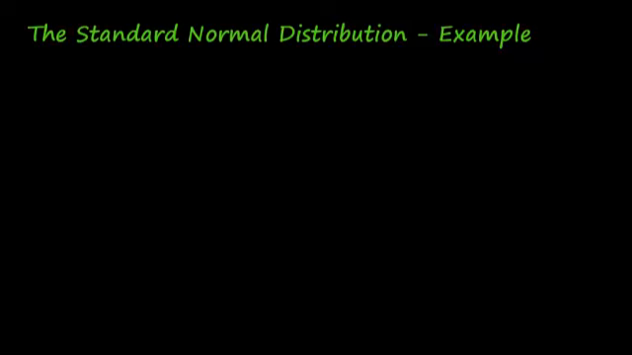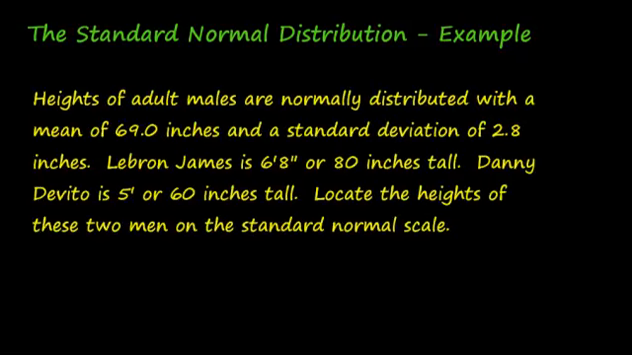Let's connect the standard normal distribution to a real-world example. Heights of adult males are normally distributed with a mean of 69 inches and a standard deviation of 2.8 inches. LeBron James is 6 foot 8 inches, or 80 inches tall. Danny DeVito is 5 feet, or 60 inches tall. Locate the heights of these two men on the standard normal scale.